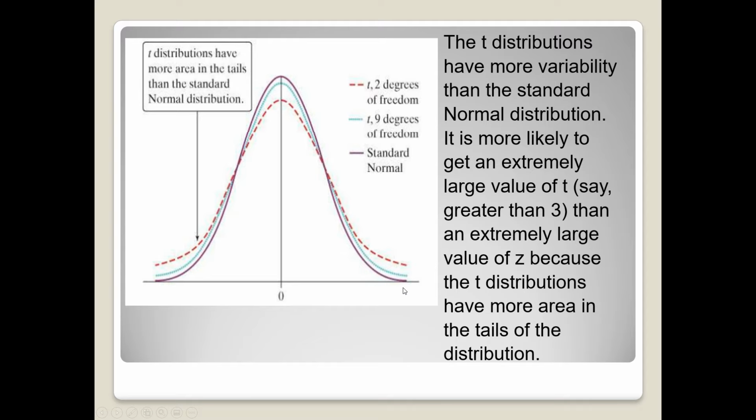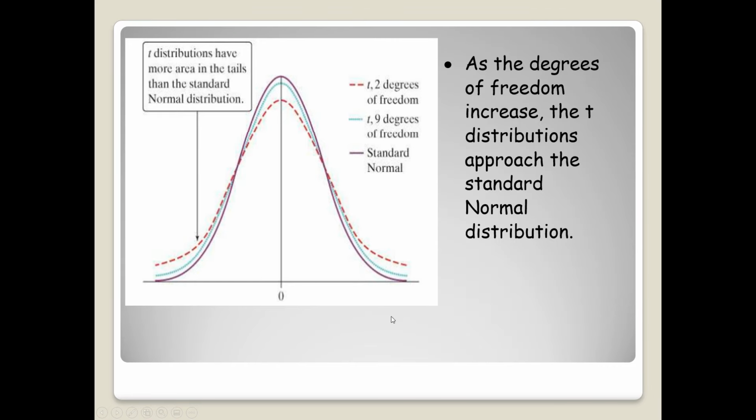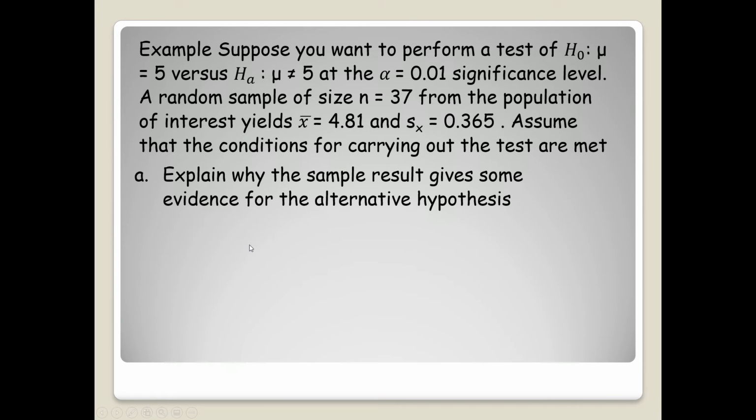Now, if you have the T1, if you notice, it can be greater than 3. So that's why it's a little more spread out. Now, notice the tails here. See how spread out they are? On this 2 degrees of freedom, it's gone even further out, where this 9 degrees of freedom is a little bit better, but it's still going to go further out than the normal one. As the degrees of freedom increase, the T distribution approaches the standard normal. You can sort of see that. The more samples you get, it actually looks normal. All right, let's go ahead and try this problem.